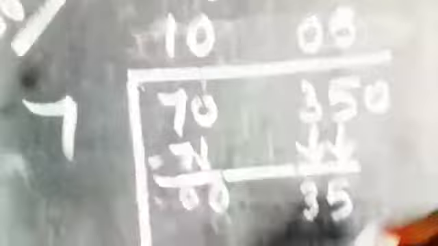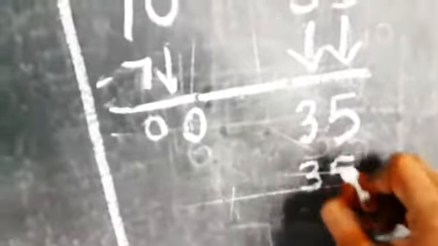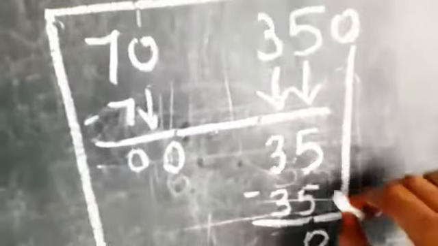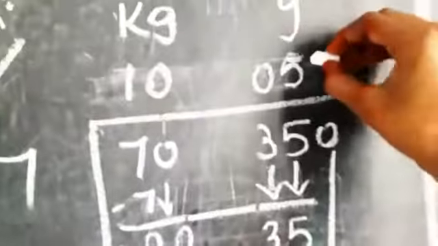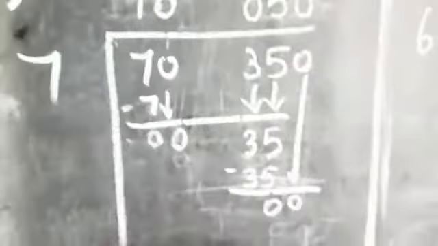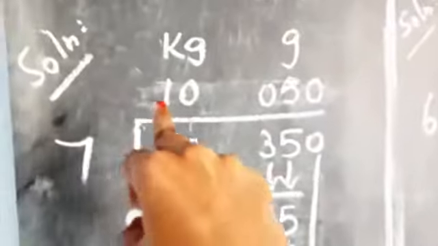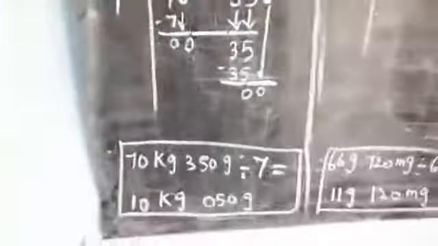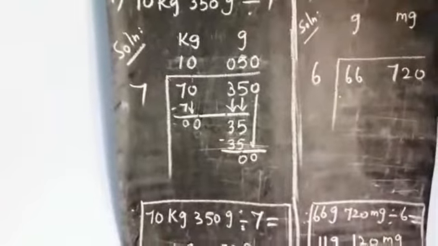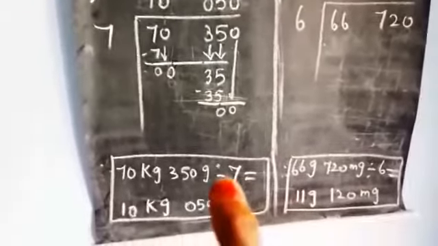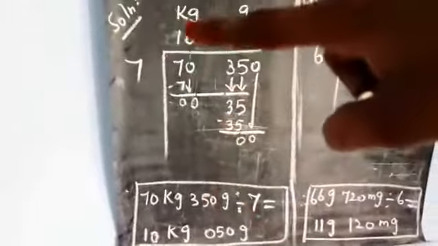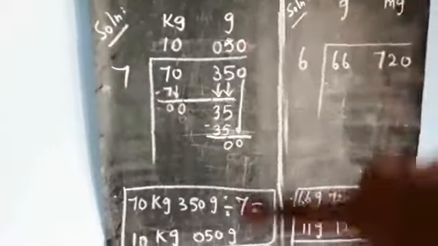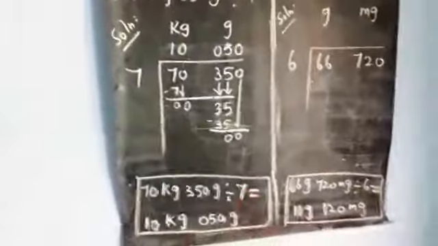5 sevens are 35. Now we can subtract. 35 minus 35 is 0. Now bring down the 0. Here also you write a 0. Okay, the remainder comes to 0. Quotient 10 kilogram 50 gram. Therefore, write the answer first. 70 kilogram 350 gram divided by 7 is equal to 10 kilogram 050 gram. 10 kilogram 50 gram.